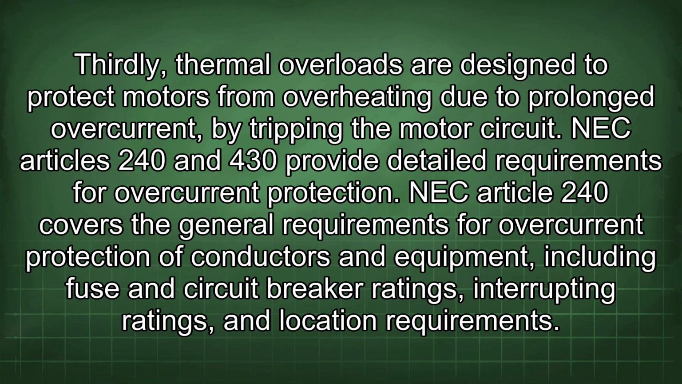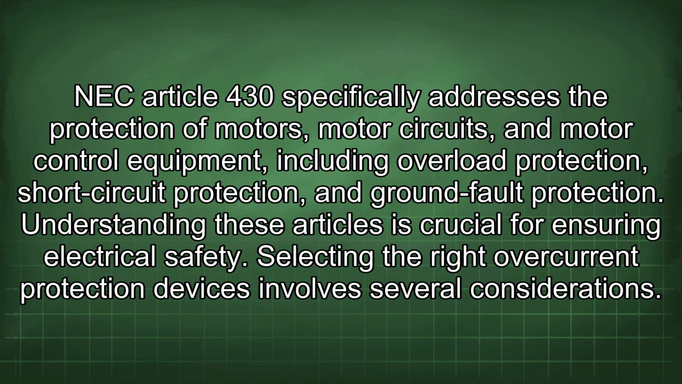NEC Articles 240 and 430 provide detailed requirements for overcurrent protection. NEC Article 240 covers the general requirements for overcurrent protection of conductors and equipment, including fuse and circuit breaker ratings, interrupting ratings, and location requirements. NEC Article 430 specifically addresses the protection of motors, motor circuits, and motor control equipment, including overload protection, short circuit protection, and ground fault protection. Understanding these articles is crucial for ensuring electrical safety.